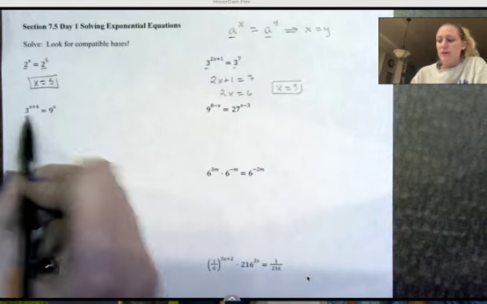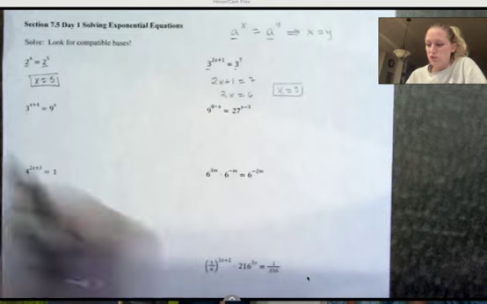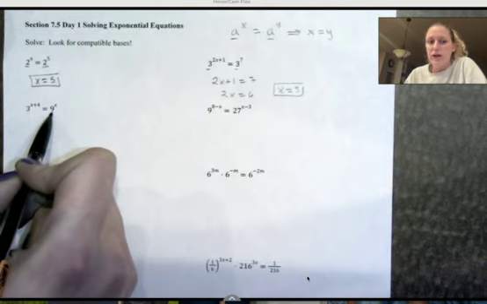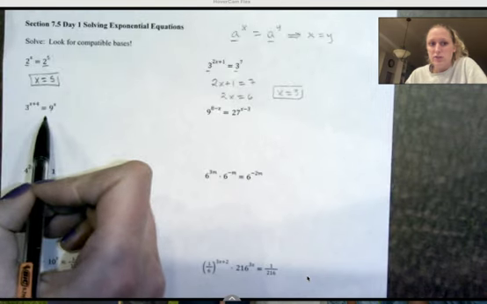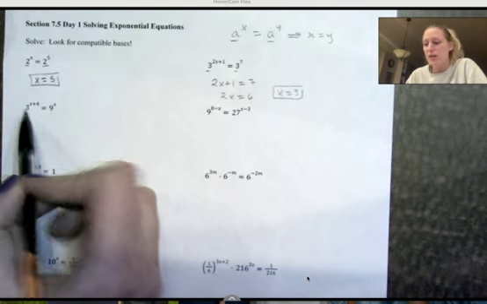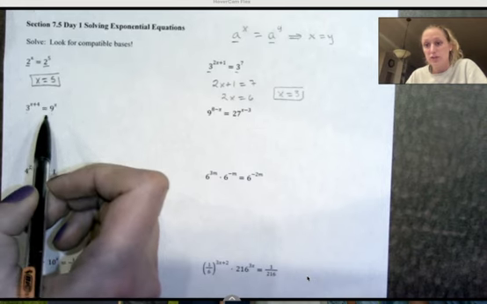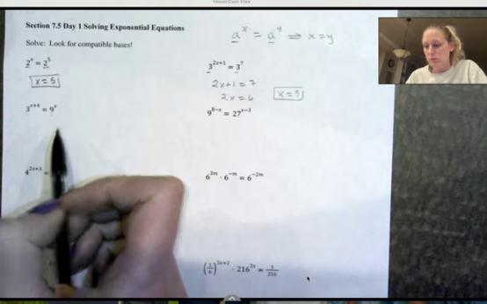Here my bases do not match. So this is the look for compatible bases. I want to look at these bases and ask, is there another way I can rewrite them so that they do match? My helpful hint is always look at the smallest one. So I would like to rewrite it in terms of 3. Can I rewrite 9 using an exponential with a base of 3? And the answer is yes, I can write it as 3 squared.